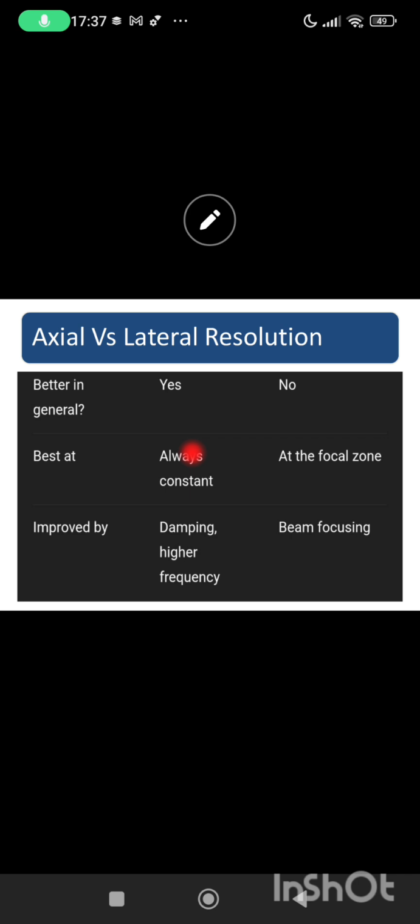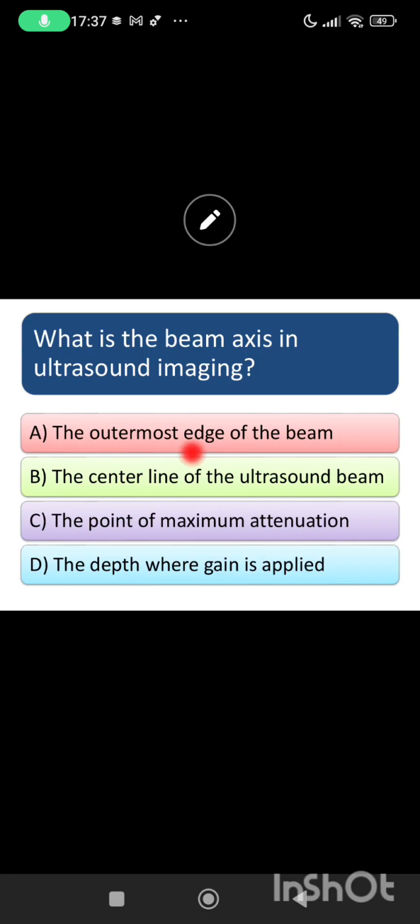So here comes another very important point, that is damping. So again, favorite MCQs in exam, damping. Axial resolution is improved by damping, because damping makes the pulse short. Damping decreases the SPL. So damping makes the axial resolution good. This is favorite MCQs. Okay, so now we will revise this through MCQs.